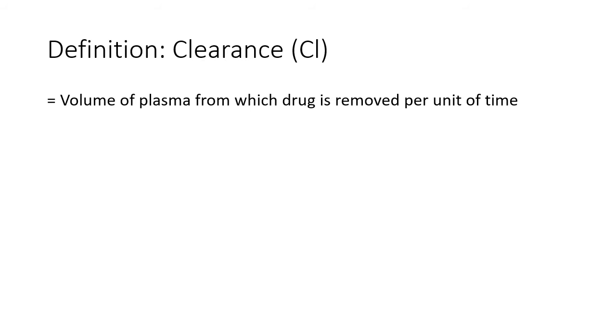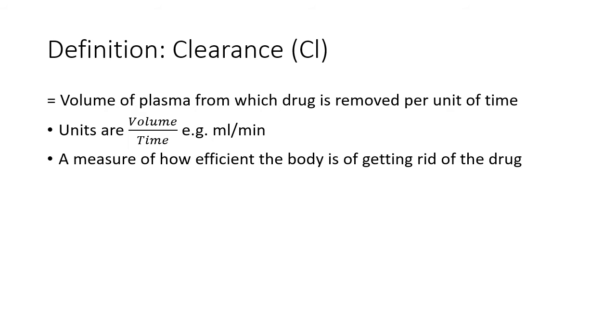So clearance is abbreviated as CL, and it's defined as the volume of plasma from which drug is removed per unit of time. And it's a complicated concept, but stay with me on this. Its units are volume over time. So for example, you get a value of something like 500 mL per minute or 2 liters per hour or something like that. And it's essentially a measure of how efficiently the body is getting rid of the drug.